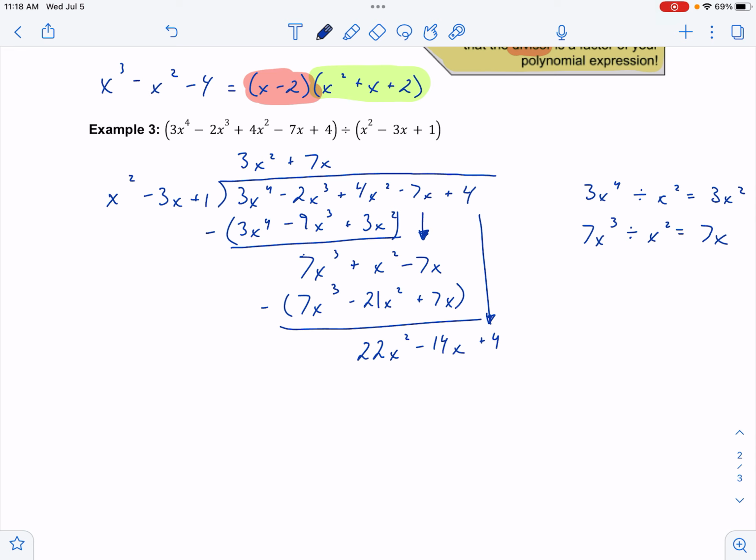And repeat. 22x squared divided by x squared is 22. So I add a 22 up top. Now we multiply. 22 times x squared is 22x squared. 22 times negative 3x is negative 66x. And 22 times 1 is 22. Subtract. First terms cancel out. Negative 14x, take away negative 66x is positive 52x. 4 take away 22 is negative 18.